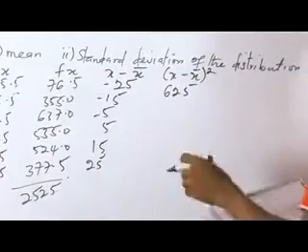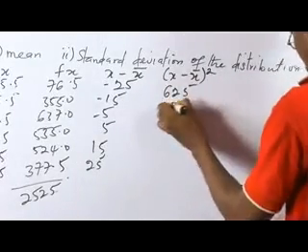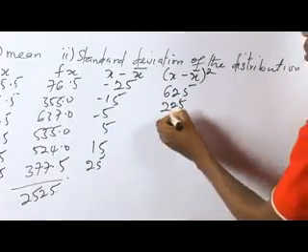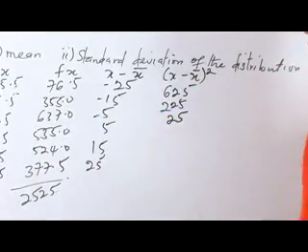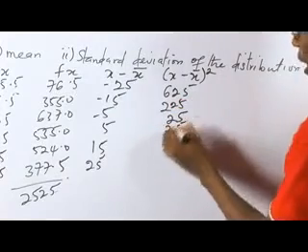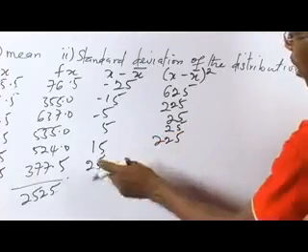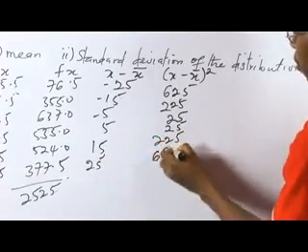625. So minus 15 times minus 15 will give us 225. And minus 5 times minus 5 will give us what? 25. 5 times 5 will give us 25. So 225 plus 25 will give us 625.